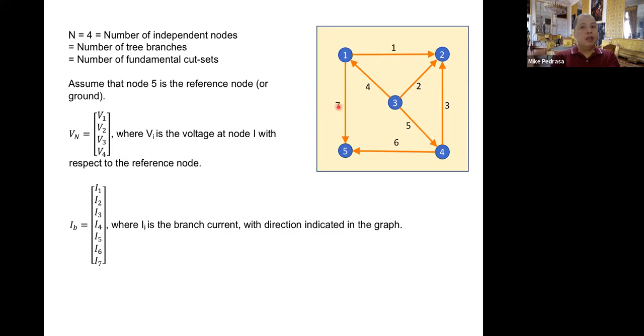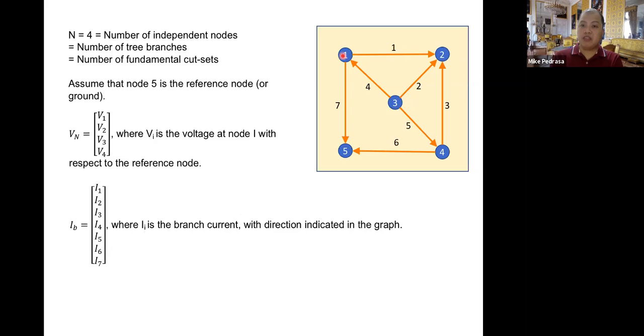So here we have a graph. That graph has 5 nodes again and 7 branches. We have 4 independent nodes, and that's equal to the number of tree branches, the number of cut sets. Now, if we assume that node 5 is the reference node, the ground reference, then we have 4 voltages, V1, V2, V3, and V4.